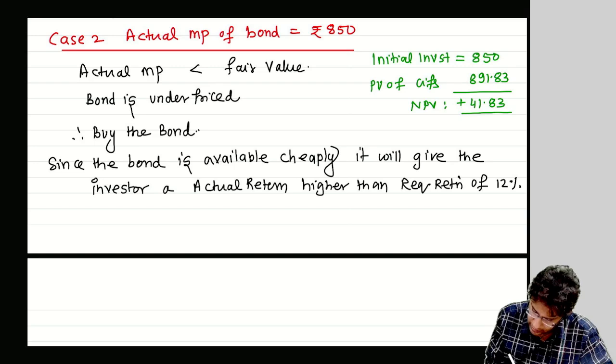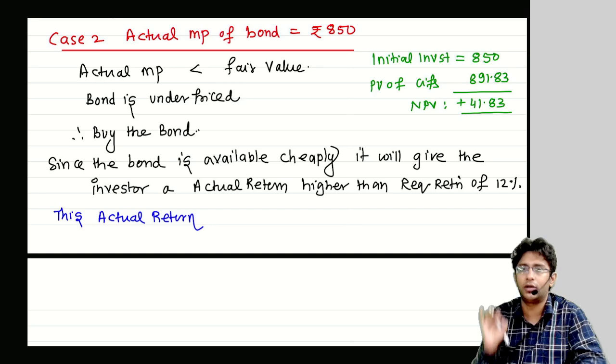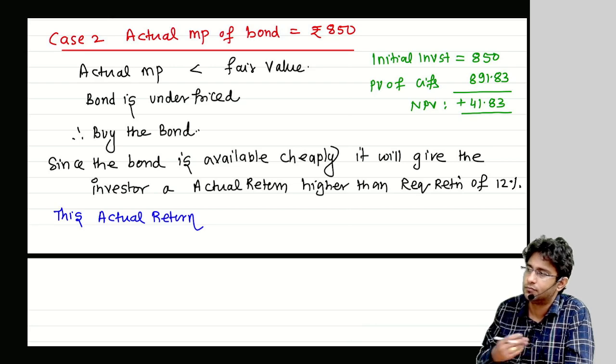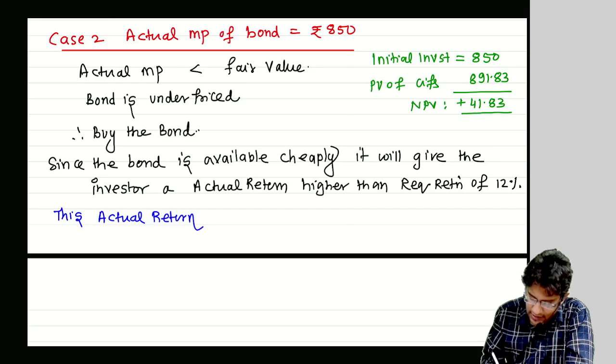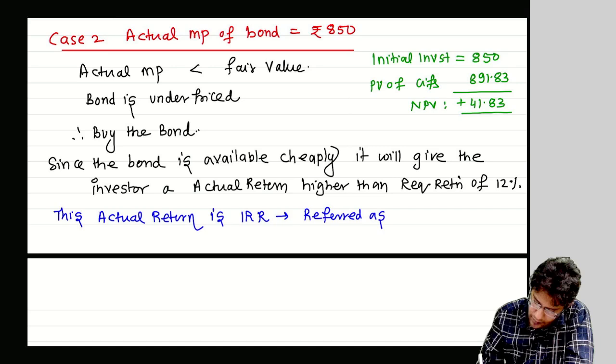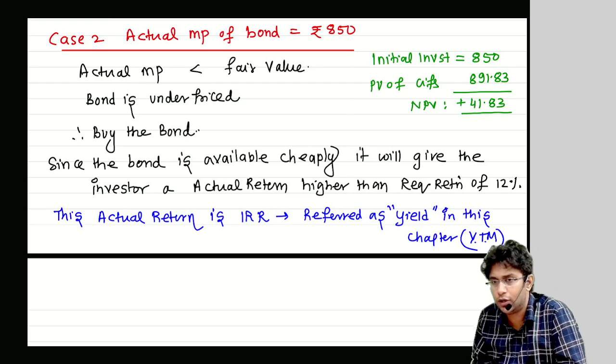Here one point I am writing. This actual return, whatever we are saying, he will earn more than 12%. What is the name for actual return? We studied already. Good. This actual return is IRR. And it is referred to as yield in this chapter. In brackets it is called YTM. YTM means yield to maturity.